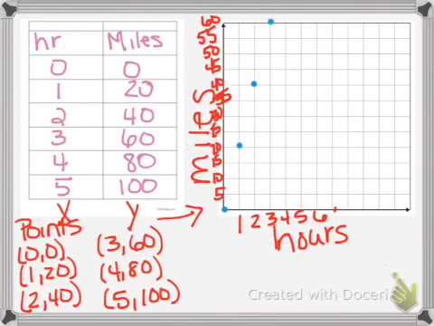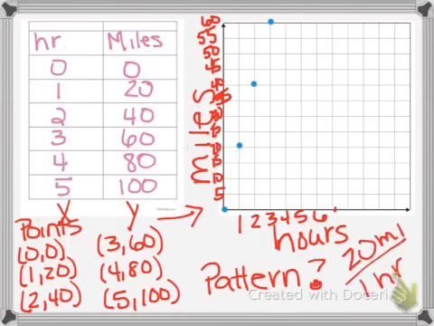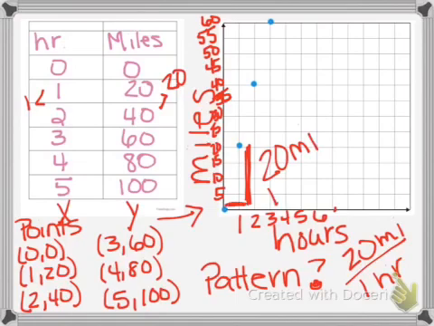So we can look at this enough to see if there's a pattern between the points. And when we look at that pattern over on the side, we see that there's 20 miles for every 1 hour. So if you look at this, this is going up 20 miles every hour. So we can see that also on the grid that it's going up 20 miles. And so we can see that here. And this is in 1 hour.